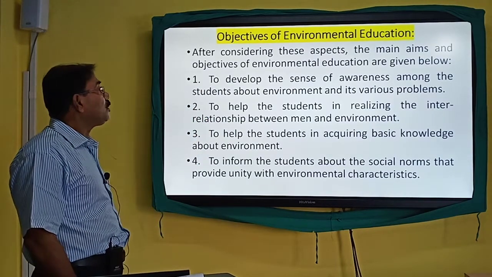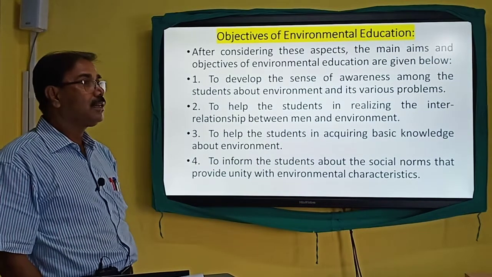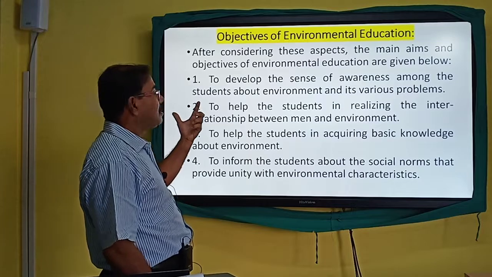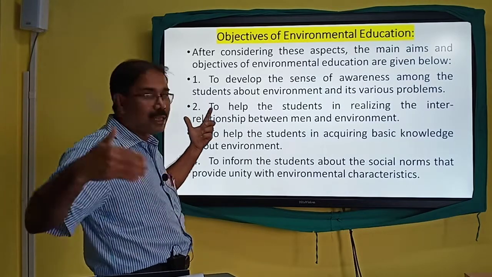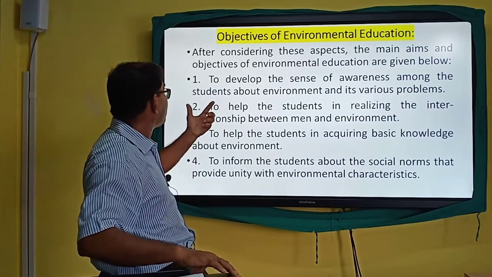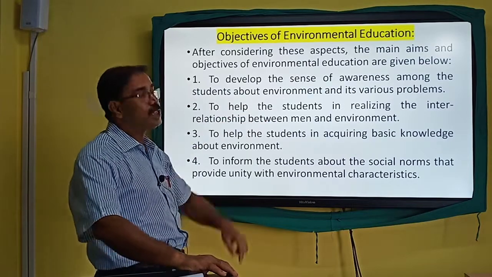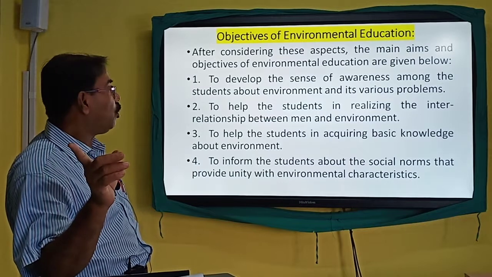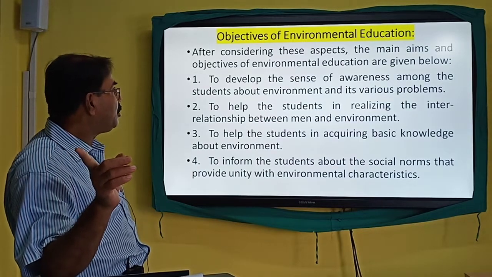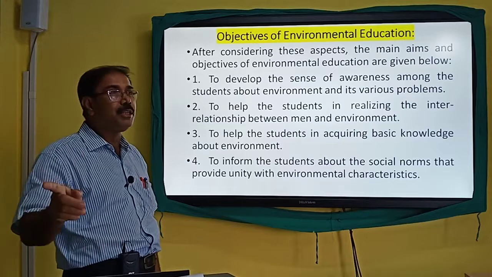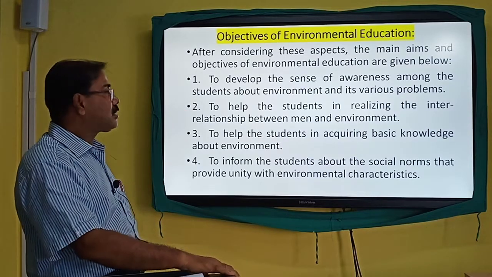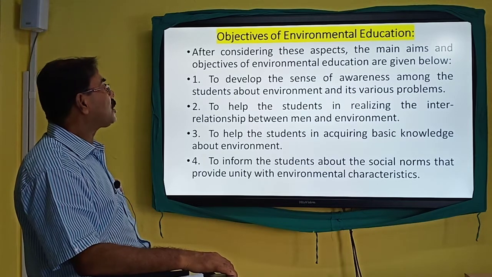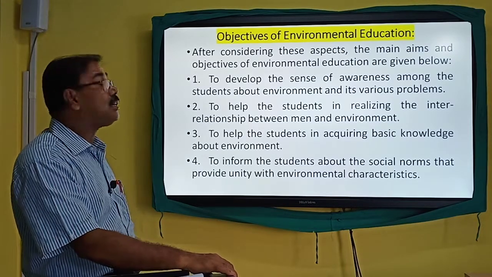Number one, to develop the sense of awareness. Now it is high time to become so aware. Among the students, meaning you people are to be aware, and that's why you are to study environmental education, about the environment and its various problems. You are to study because you are the future citizens of the globe, future citizens of the universe, and that's why it is your prime duty. The mistakes your ancestors committed, you are to correct all the mistakes. Otherwise, your survival will totally be endangered.